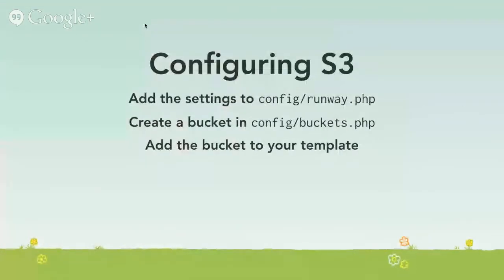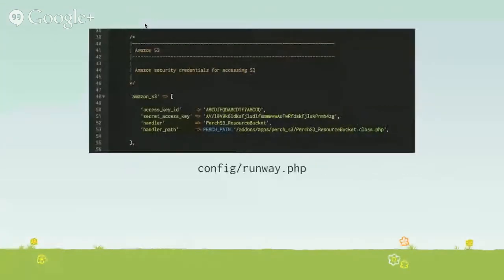So how would you then configure that once you've got your S3 bucket ready for your files to go into? You've got your CloudFront CDN set up serving files from that bucket. What you do is add the settings to your config/runway.php file for S3. So that looks like this. Inside the runway.php file, you've got a section for Amazon S3, and you put in your access key and your secret, which is like your username and password for Runway to be able to put files into your S3 account.